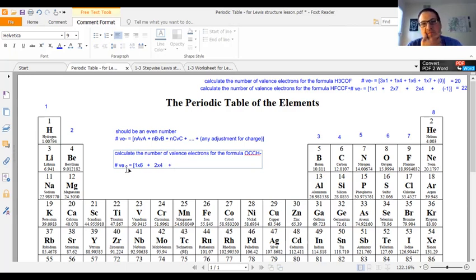And what's the next one? Hydrogen is in column 1. There's only one of those. 1 times 1. Plus any adjustment for charge. You may not have an adjustment for charge. For the first one we did here, there was not an adjustment for charge because H3COF was neutral, if you recall. Any adjustment for charge, and there will be.